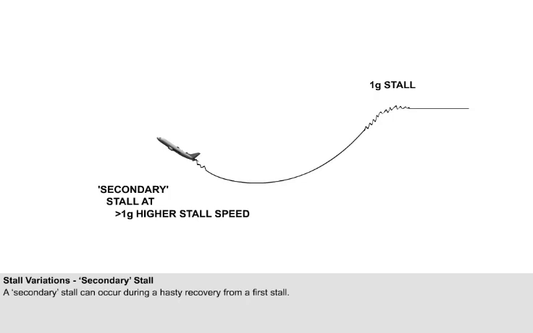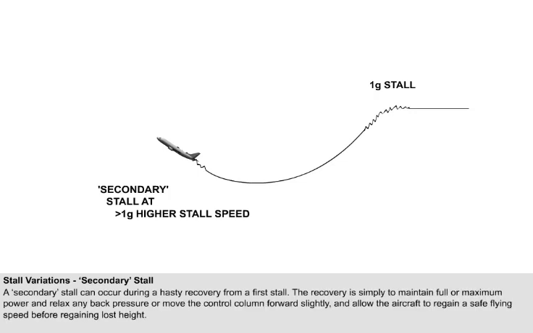It is known as a secondary stall when it is triggered while attempting to recover from a stall, usually by trying to hasten the recovery. This can happen either from an insufficient decrease of the angle of attack or by not allowing the aircraft to accelerate to flying speed before pulling up to regain lost height. To avoid or correct this situation, the solution is simply to maintain full or maximum power and relax any back pressure, or move the control column forward slightly, and allow the aircraft to regain a safe flying speed before regaining lost height.